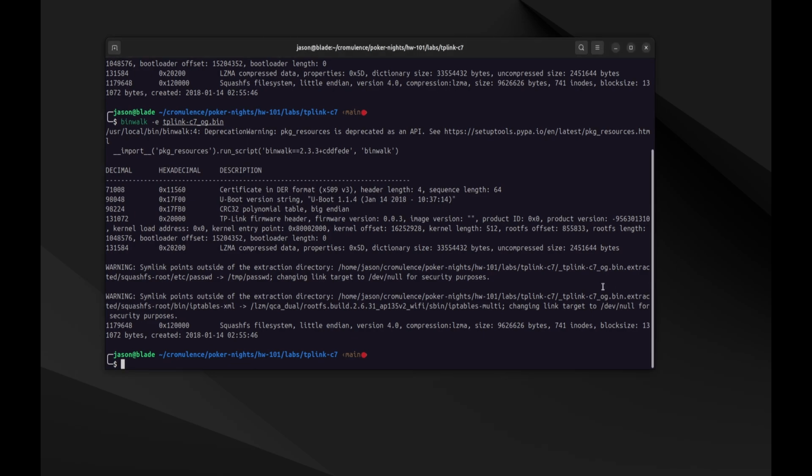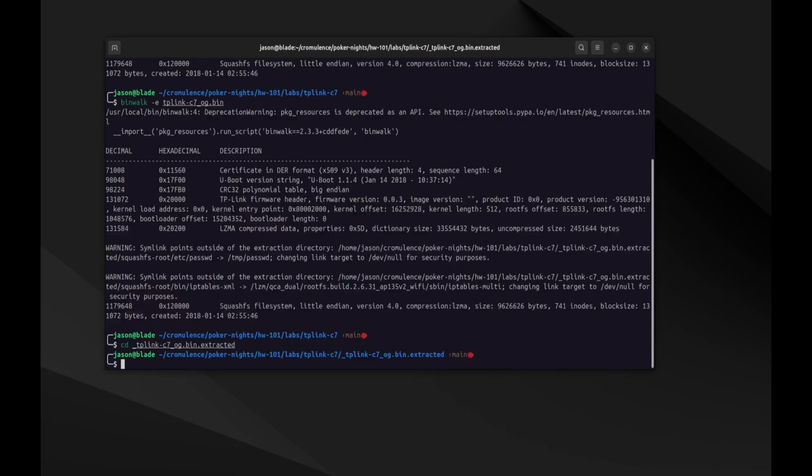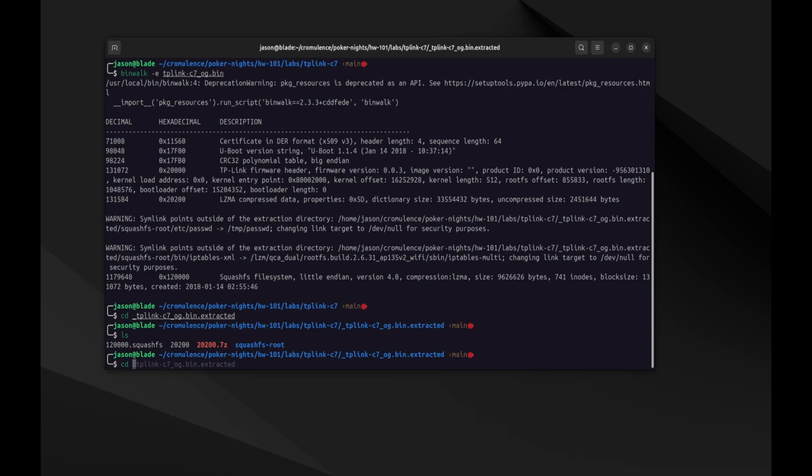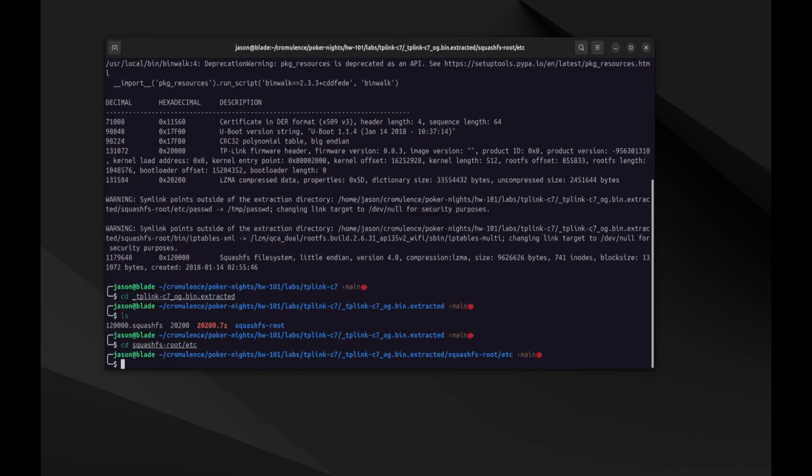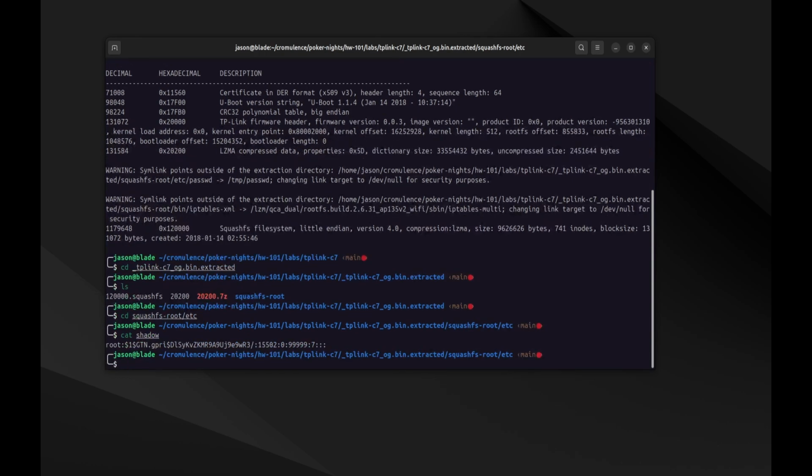So with Linux, it stores that in the shadow file. So if we go into our extracted data, into that SquashFS root under etc, we can look at the shadow file. And this is going to show us that we have a user named root, and this section is the hash of the password.